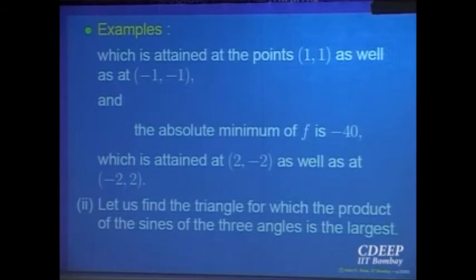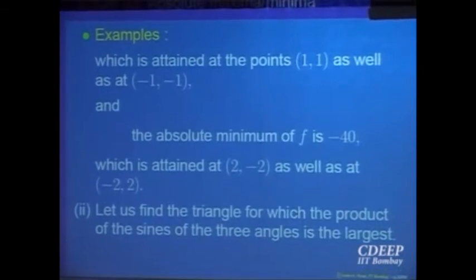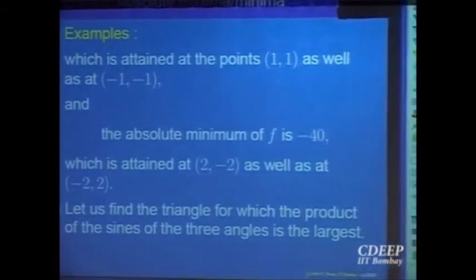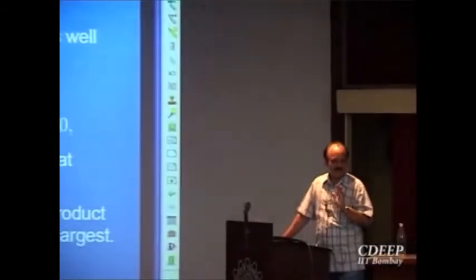Is it okay? Yes? Try to understand the technique. The computation you can sit down and do yourself. For a function of two variables, to find the absolute maximum or absolute minimum in a domain, first you have to ensure it exists. Okay? First you have to ensure that it exists.